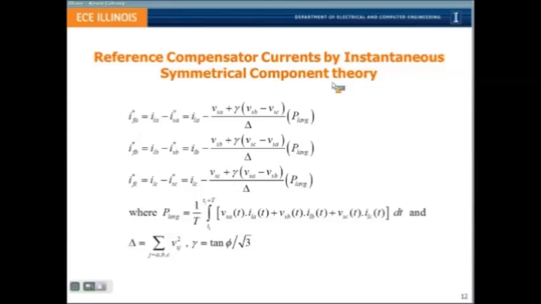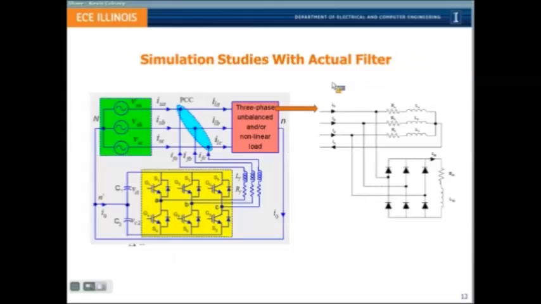And this is how average power is found. We know that for one cycle, this is the equation of p(t), and we average it over one fundamental cycle. This gives the average active power. And we start with the simulation studies.